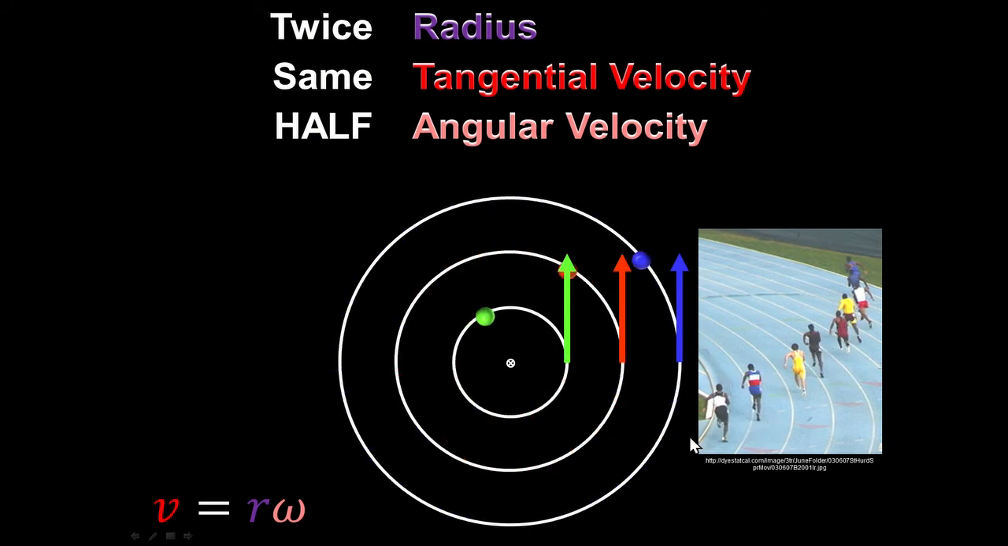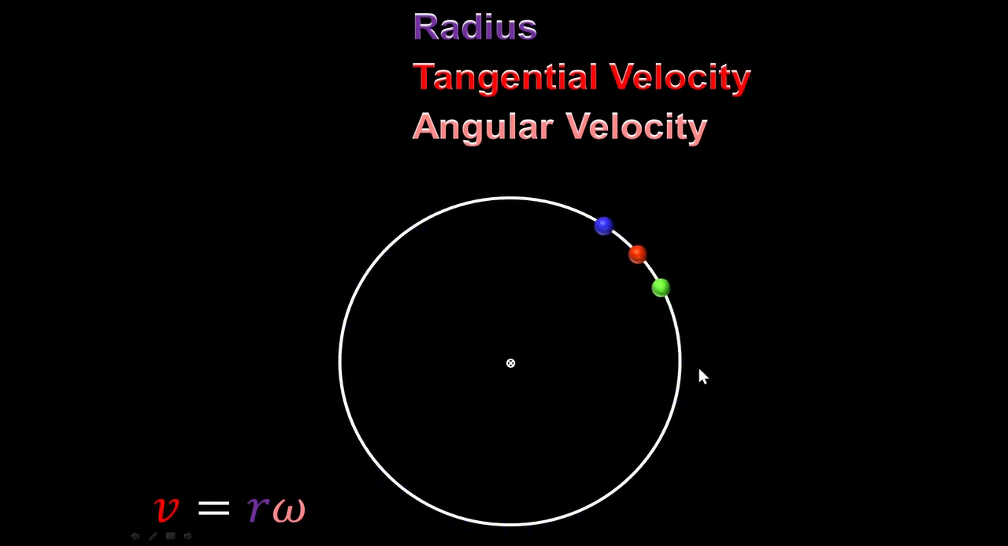All the runners, if they're matched evenly, would be running with the same tangential velocity, but they would be running different distances if they all started in unison.